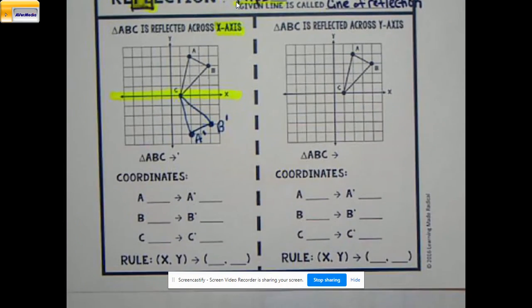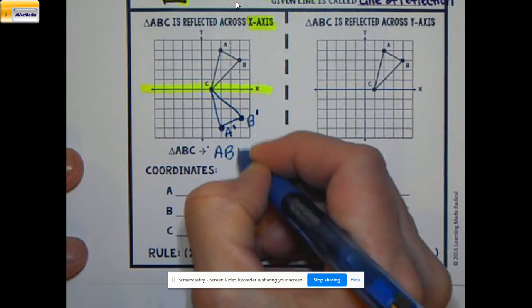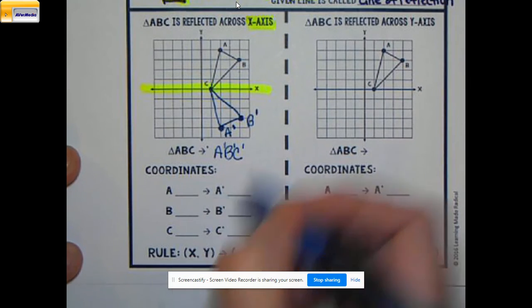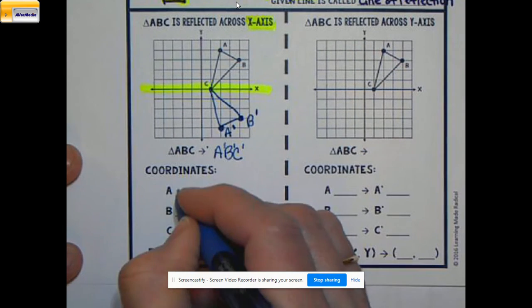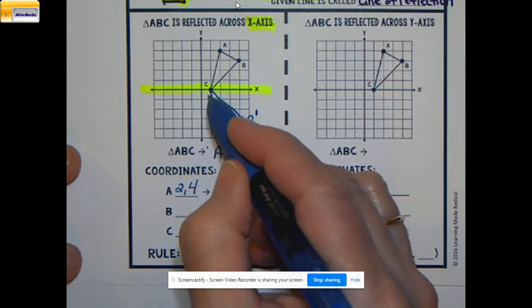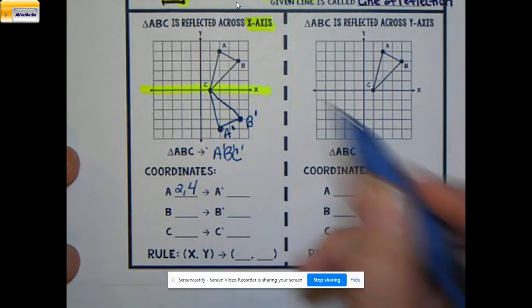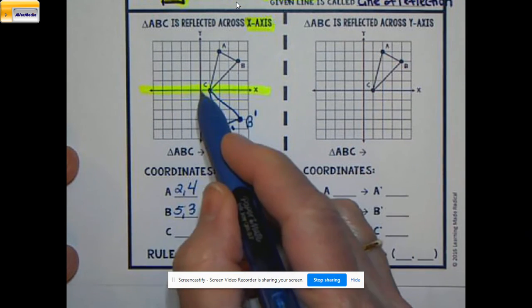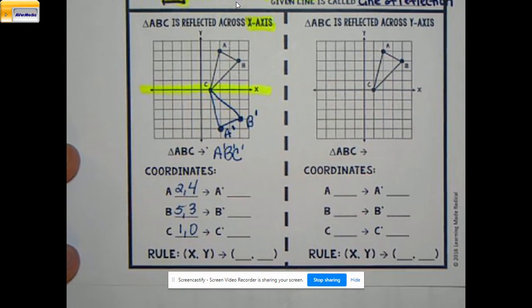And what we're going to look at is what happened here. So we're going to look at the change to ABC prime. So the original point A was at 2, 4. The original point B was at 5, 3. And point C was at 1, 0. That's the original location of our pre-image.